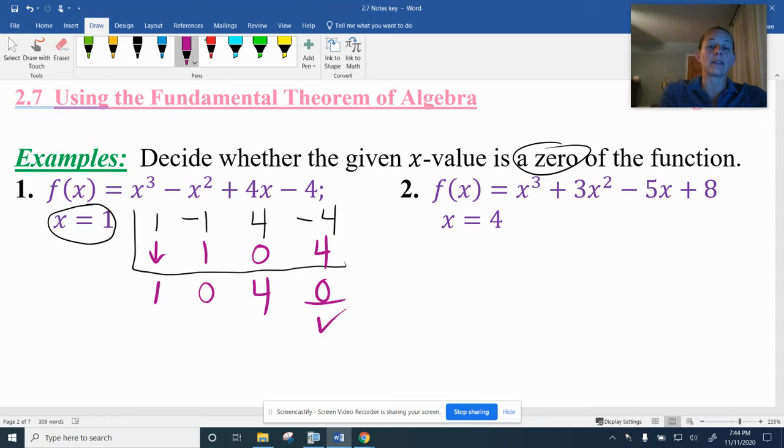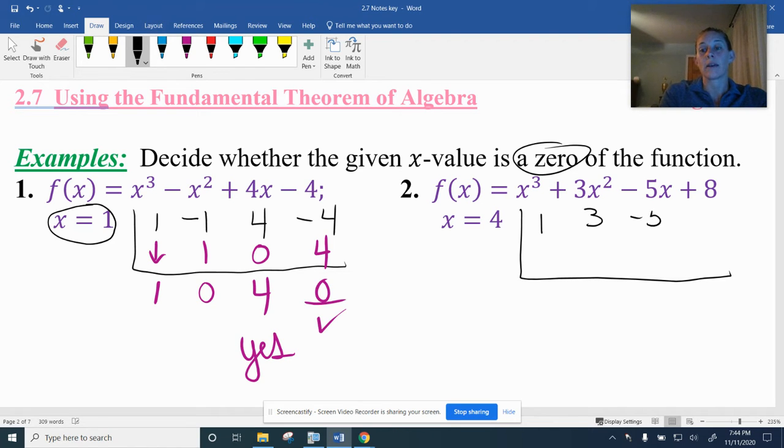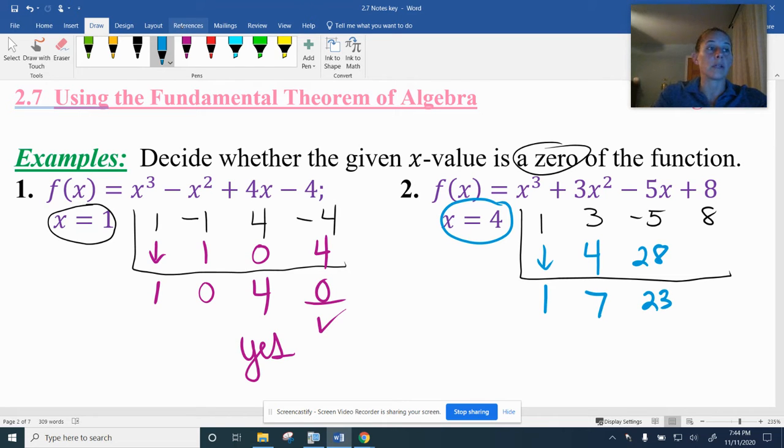Now, because we did get this 0 here, our answer would be yes, x equals 1 is a 0 or a solution of the function. So we can try that again for another problem here. So we have a 1, 3, negative 5, and 8. Dropping down the 1, multiplying it by this 4 here that we're checking, adding up the next column, 7 times 4 is 28, adding up that column, and 23 times 4 is 92, leaving us with a 100. Obviously, this does not equal 0, so this would not be a solution, or you could just say no.